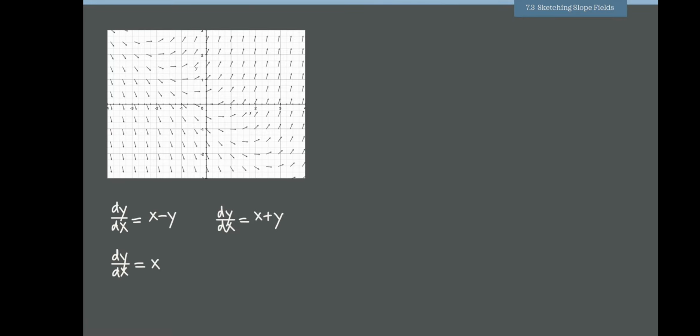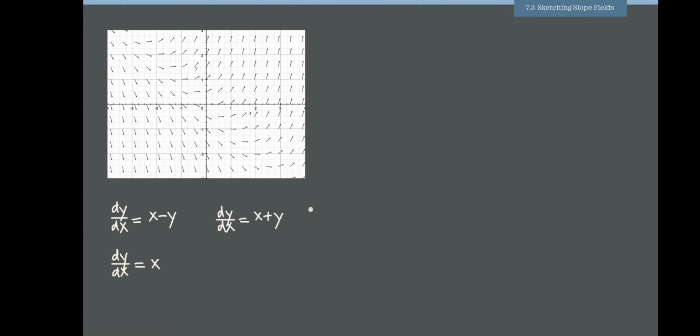Topic 7.3 is all about slope fields. And remember that a slope field is just something that we can use to estimate the solution to a differential equation. And it's really just a graphical representation of a differential equation on a finite set of points in the plane. So for instance, if we have a slope field that looks like this, the slope field is giving us information about the behavior of the function at different points in the plane.